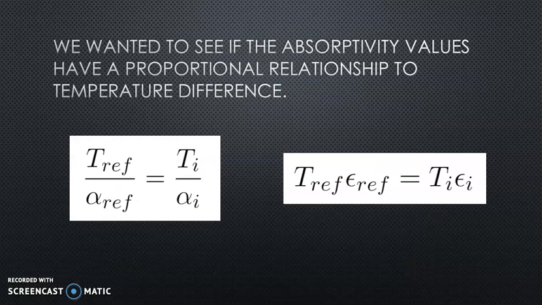We wanted to see if the absorptivity values have a proportional relationship to temperature difference. The equation shown on the right was used, where T_ref was the temperature of the reference specimen at a given time, and alpha_ref is a known absorptivity value. T_i is the temperature of the specimen that is being evaluated at the given time, and alpha_i is the absorptivity value of the specimen being evaluated. Flat black was chosen as a reference using an absorptivity value of 0.98 because it's a well-known absorptivity. A similar method was used to calculate the emissivity using the equation on the right.